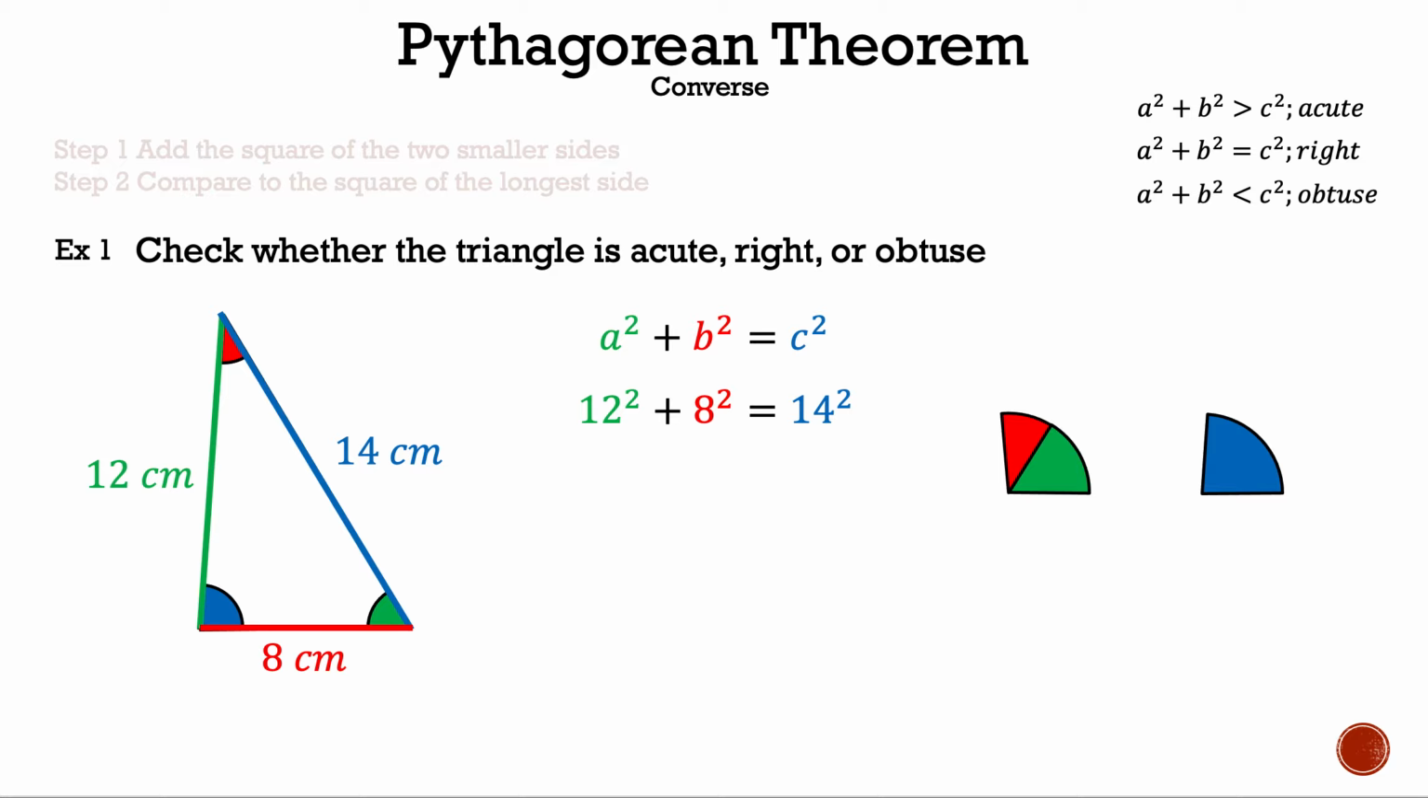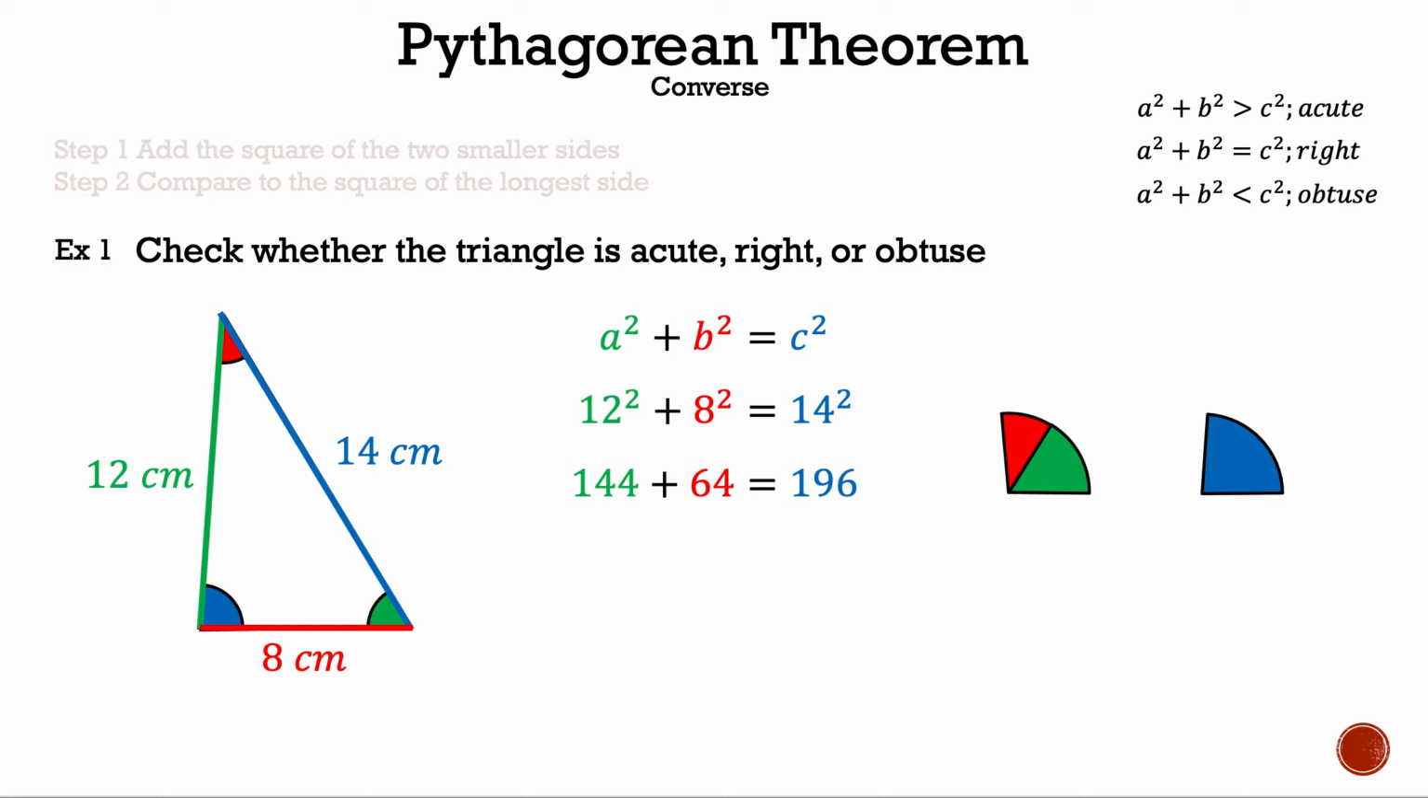And so now we have 12 squared plus 8 squared is equal to 14 squared. Can we flip-flop 12 and 8? Yes, we can. We will still get the same answer. Now, let's continue with the order of operations and square the numbers. So 12 squared is 144, 8 squared is 64, and 14 squared is 196. So now we have 144 plus 64 is equal to 196.